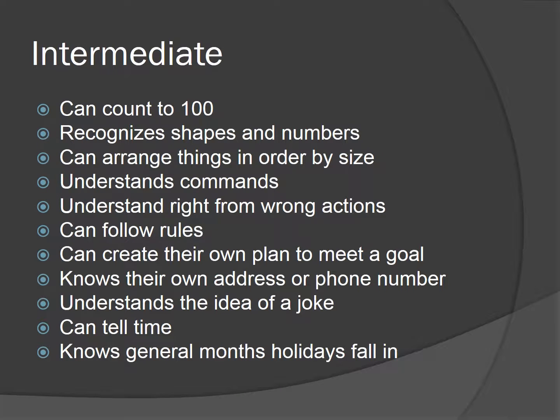tracing. In the intermediate stage, the child is normally able to count up to 100. They can recognize different shapes and numbers, and at the same time, they can arrange things in order by size, from smallest to largest or largest to smallest.